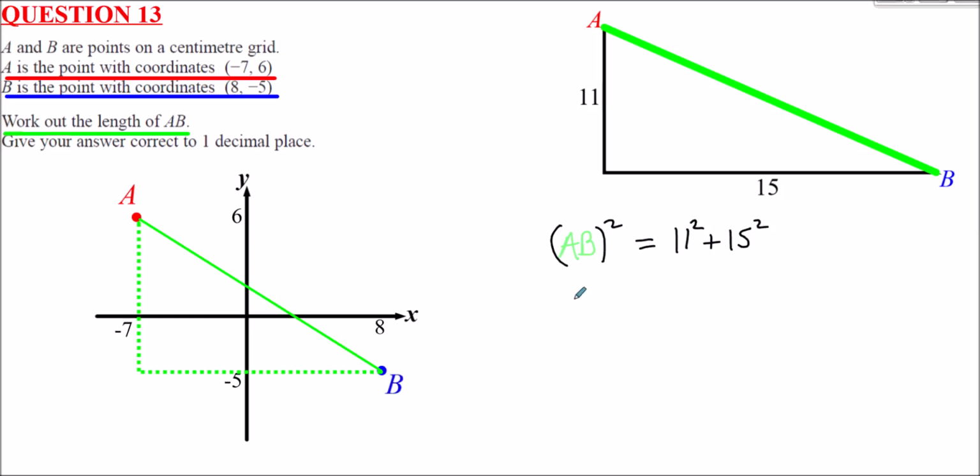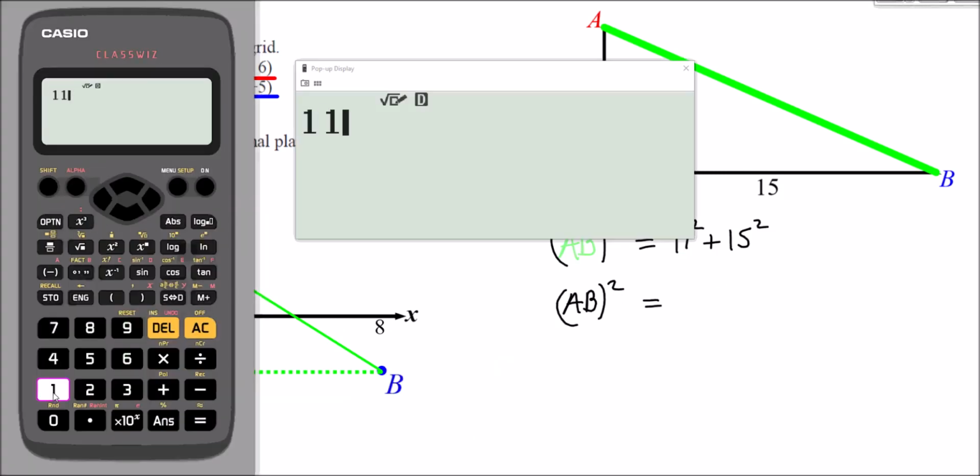So we may as well work this out. So AB squared, 11 squared plus 15 squared. Now's a good time to get the calculator out and ready. So 11 squared plus 15 squared. What's that going to be? 11 squared plus 15 squared.